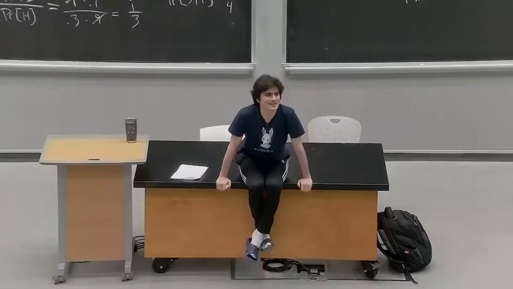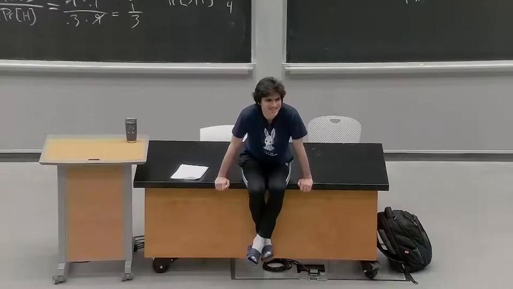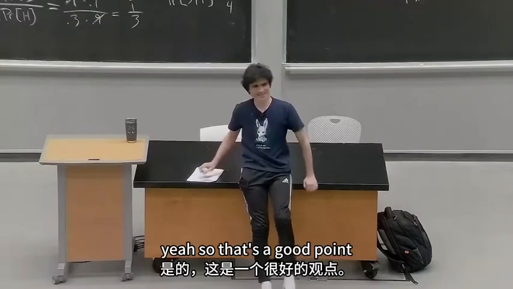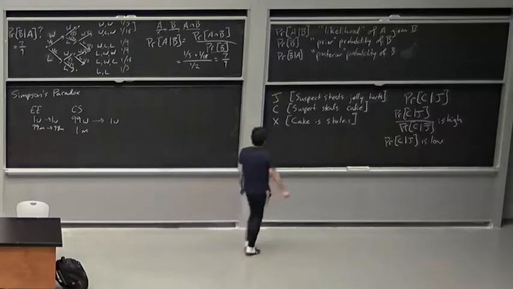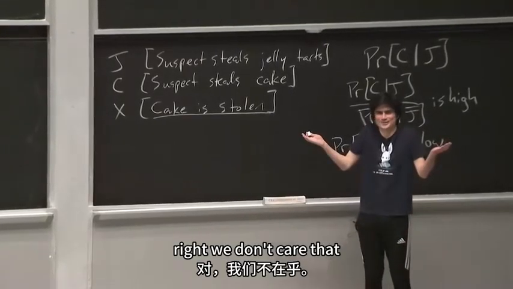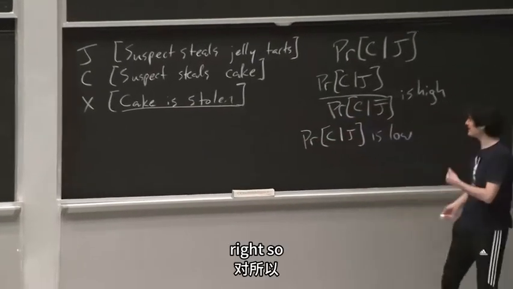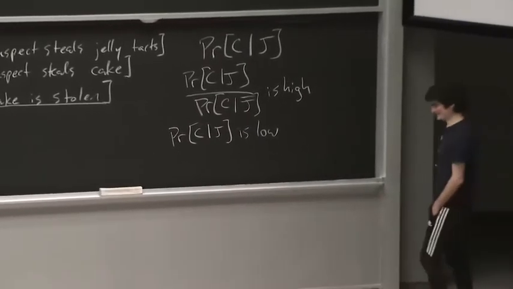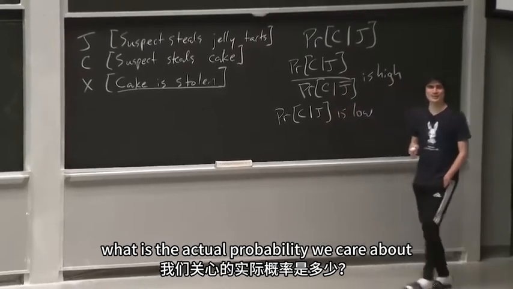Yeah. So what if we consider the part where the thief is also just where the cake is stolen? Yeah, so that's a good point. We've kind of forgotten about something, right? A cake was stolen, right? We don't care that the probability of cakes being stolen is low. It happened, right? So we don't really care about these probabilities at all. What is the actual probability we care about?